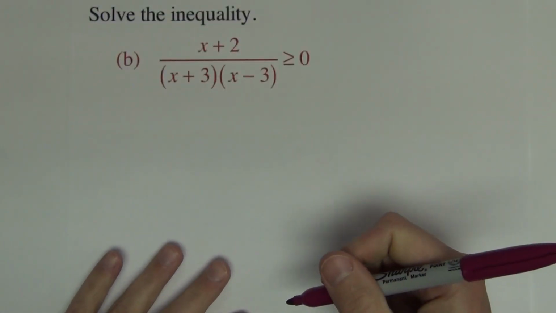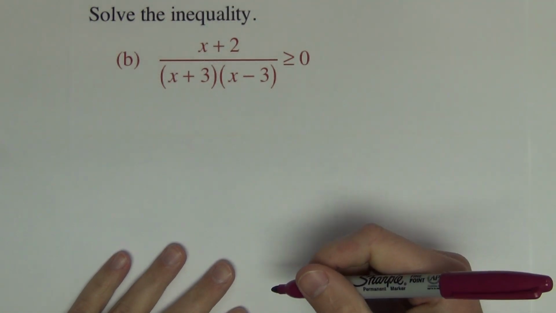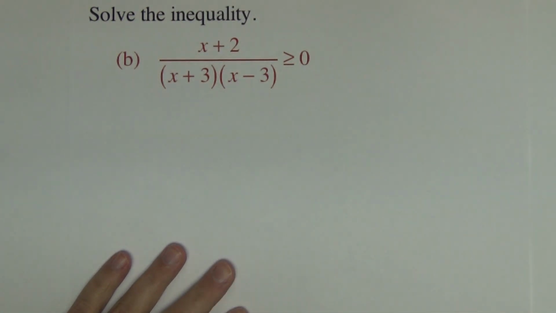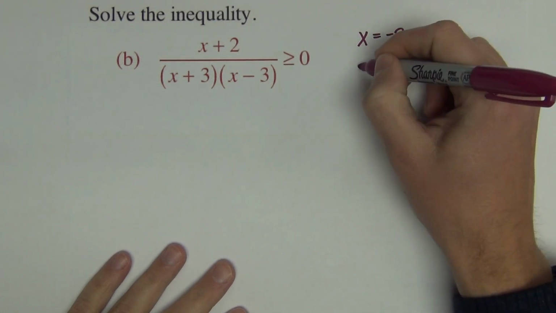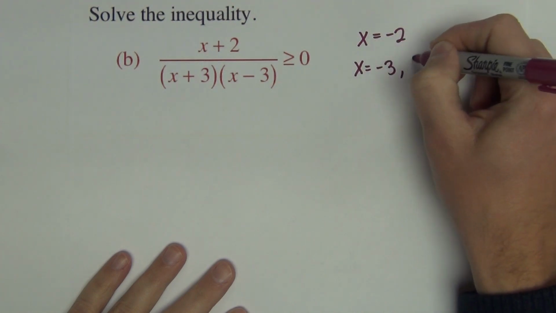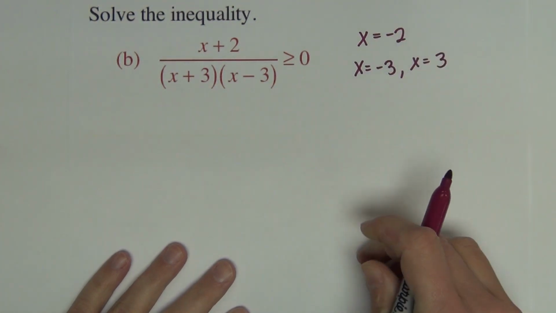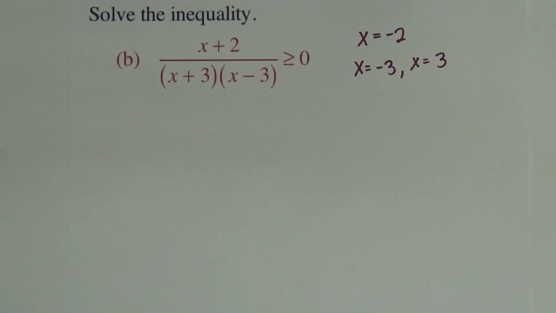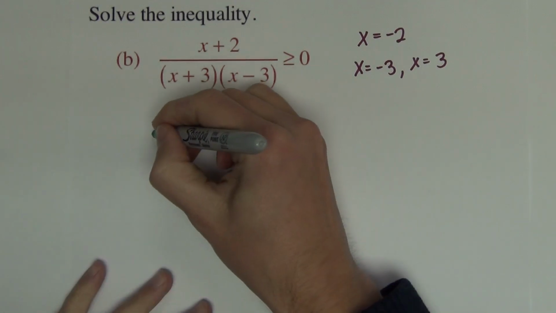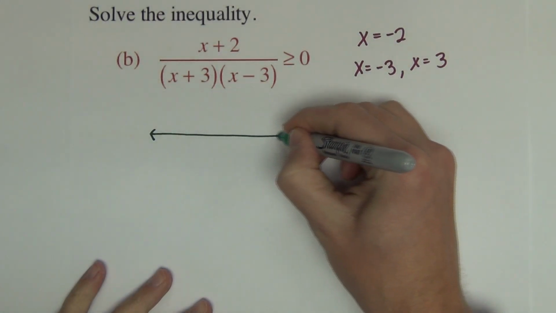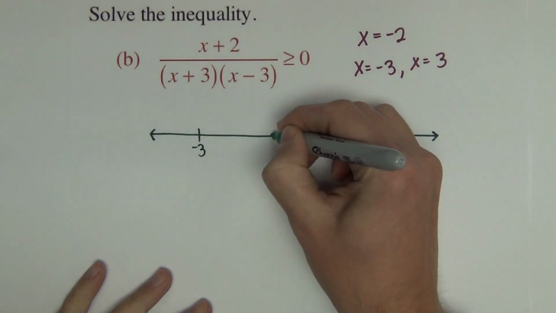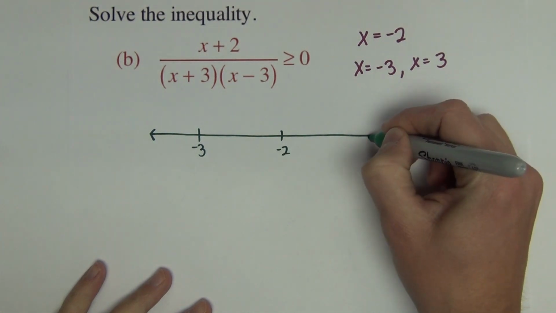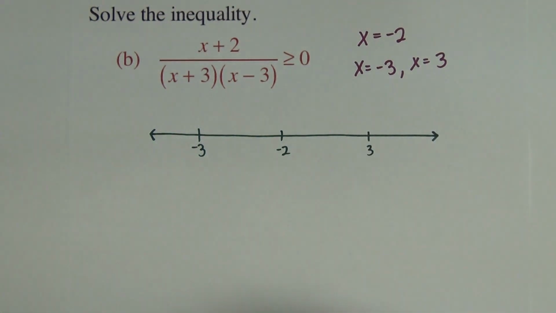Alright, one more example of this type. This one already begins completely in a factored state, so I can go ahead and grab all my x equals. We get x equals -2 from the top, and x equals -3 and x equals +3 from our denominator. And on our number line are going to go these 3 values. So first we'd get -3, then -2, then +3.